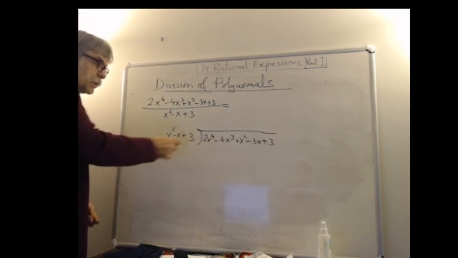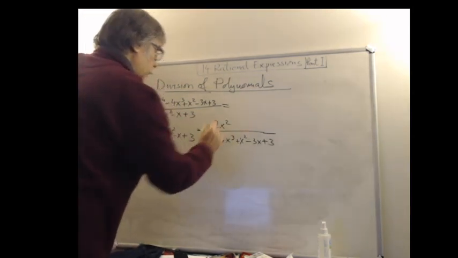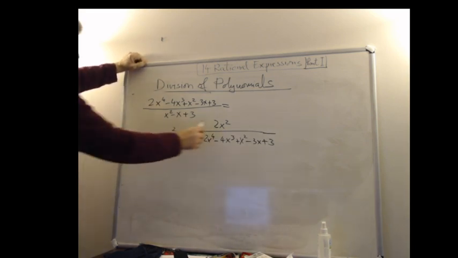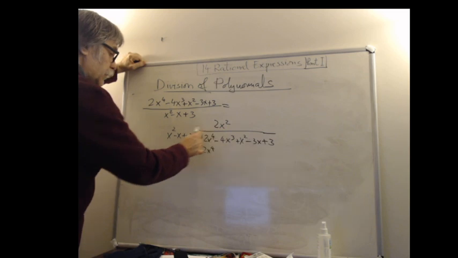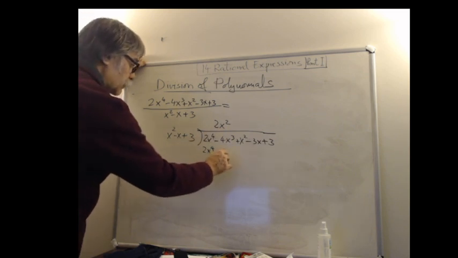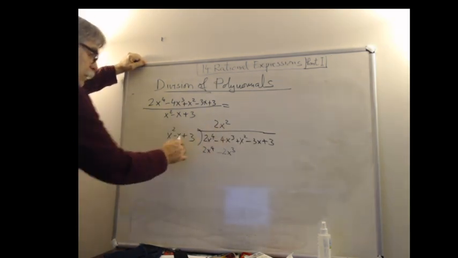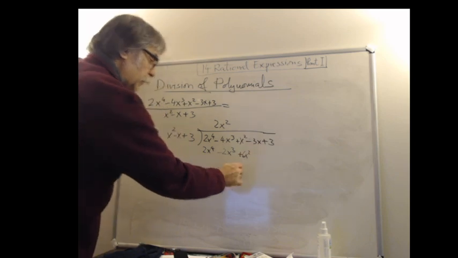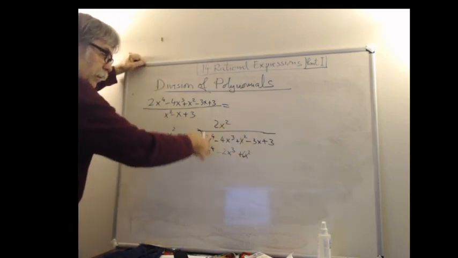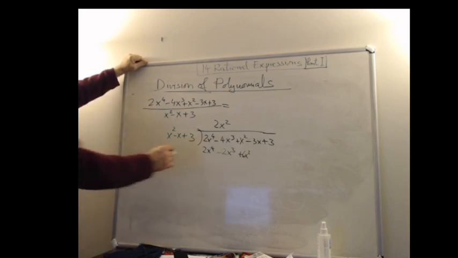And now the story goes on. What do I multiply this guy by to get here? I need a 2x squared. And then you do it. This time this is 2x to the power of 4. This time this is negative 2x to the power of 3. And this time this is 6x squared. Look at my alignment: cube, square, 4th power. That has to be that way. You don't have a floating point, so you have to be careful about the powers.